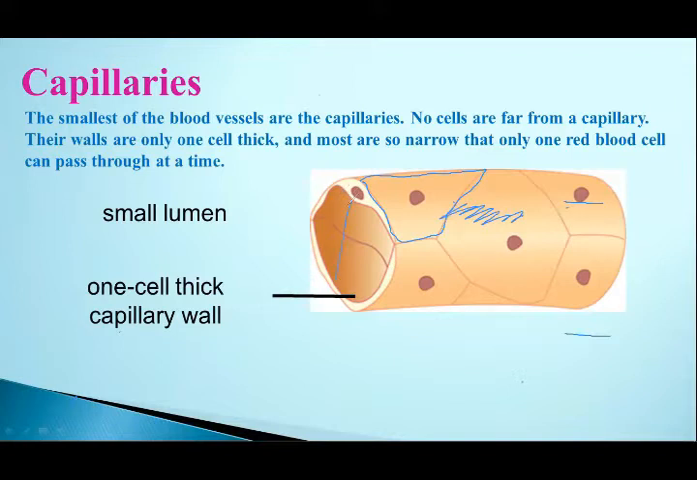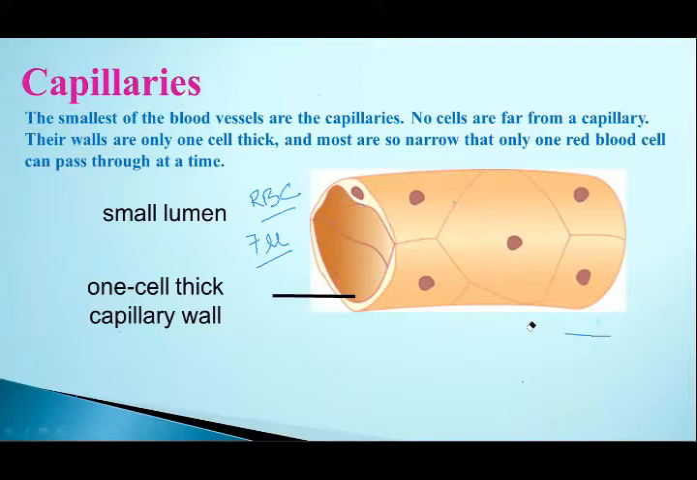Now, if you take the diameter of this, roughly it will be close to 7 micron to 8 micron, which is approximately the diameter of your RBC. So if you compare your RBC, just one RBC can actually pass at a time through these capillaries. Okay, just one RBC. So I believe it is clear to everyone, right?